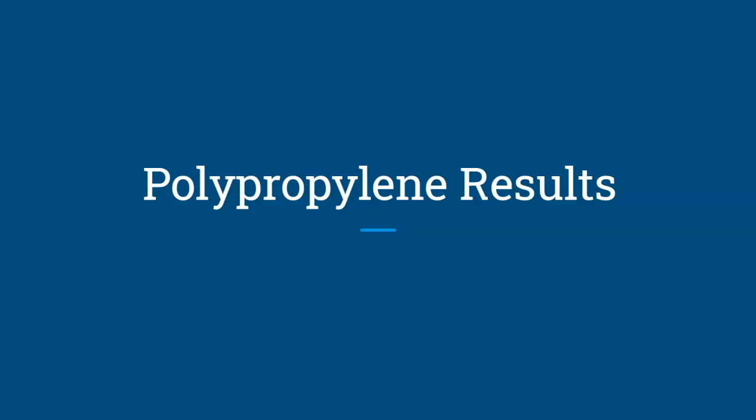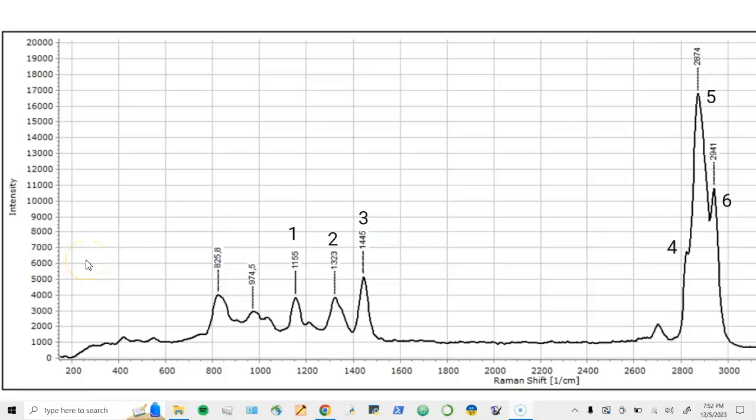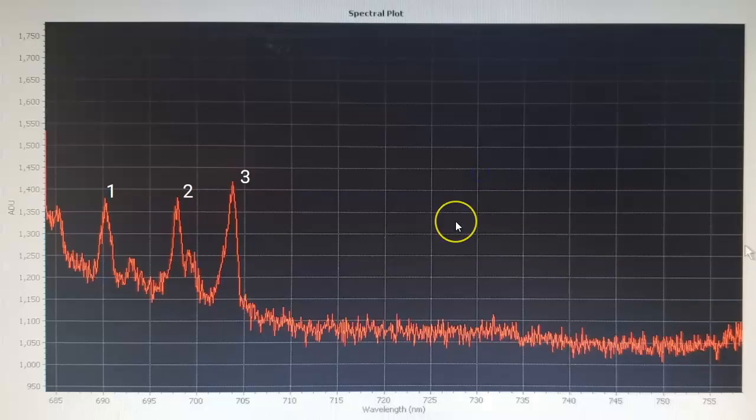For the polypropylene results, here you can see an example of what the polypropylene spectrum looks like in the literature, and we were able to find corresponding peaks to the ones labeled here 1 through 6. This whole range could not fit in one view of our spectrometer, so here is the range from about 685 to 760 nanometers in wavelength. Our first one that we measured right here is about 690.3 nanometers, which corresponds to a Raman shift of 1262.